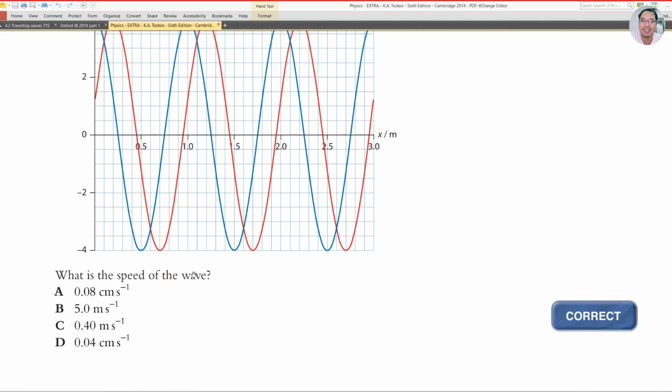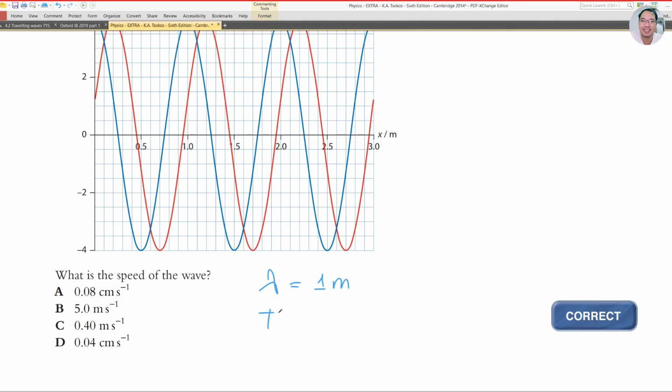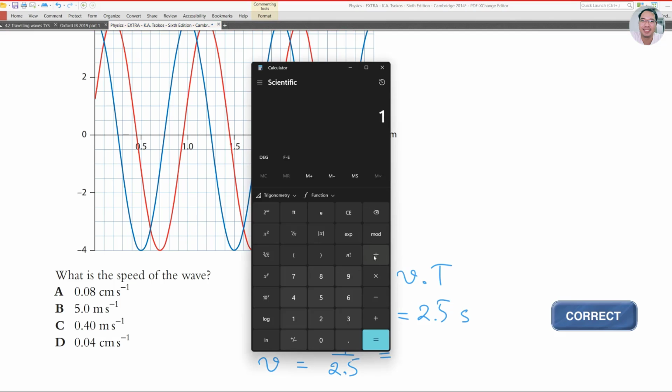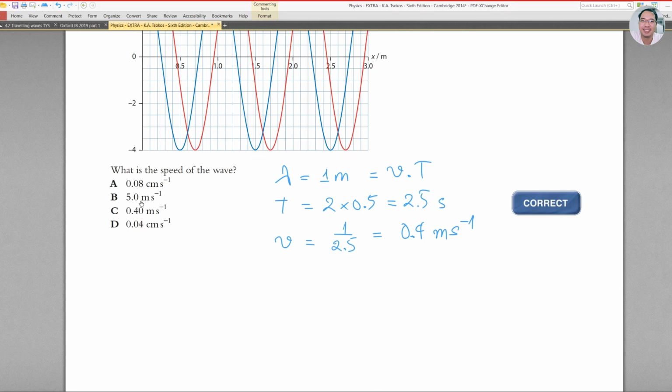What is the speed of the wave? Okay, so we have the wavelength, 1 meter. The period is 5 times 0.5, 2.5 seconds. The question is the speed of the wave. The wavelength is speed times period. So the speed is the wavelength divided by the period, 1 over 2.5, okay? 0.4, right? 0.4 meter per second. Yeah, that's question 6.